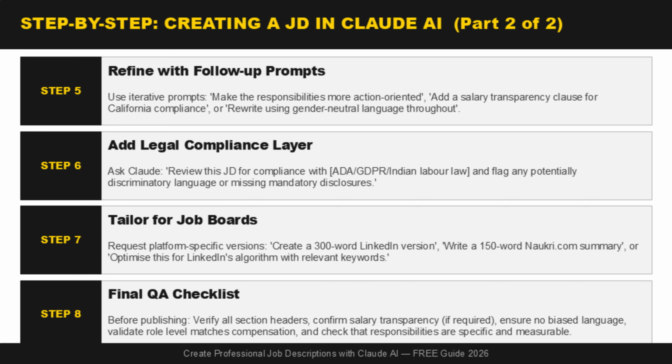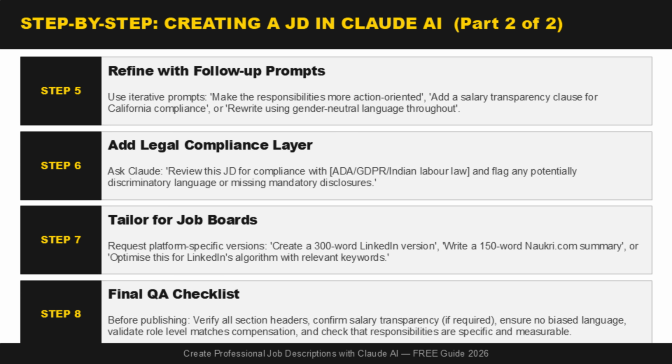Step 5 is refinement. Use follow-up prompts like, make the responsibilities more action-oriented, or, add pay transparency language for California compliance. This iterative approach is where Claude really shines. Step 6. Add the legal compliance layer. Ask Claude to review this JD for ADA and Title VII compliance and flag any discriminatory language.